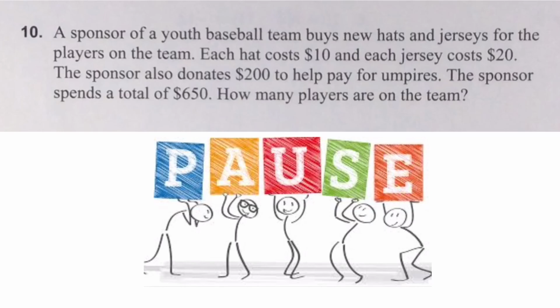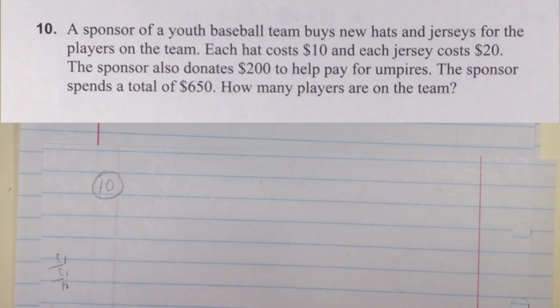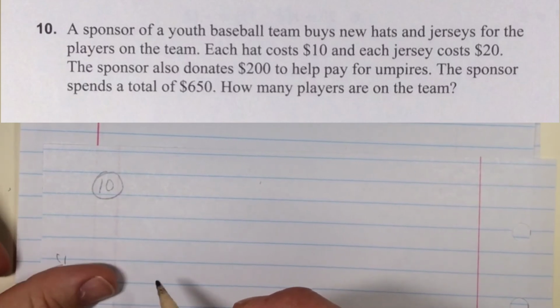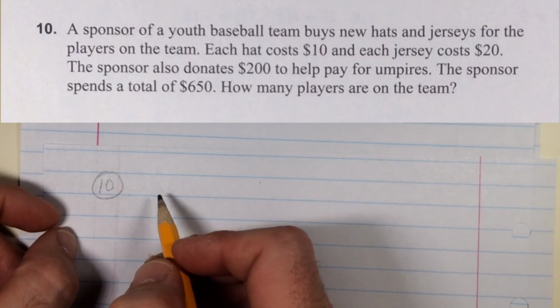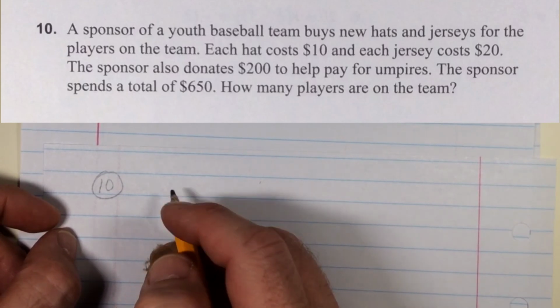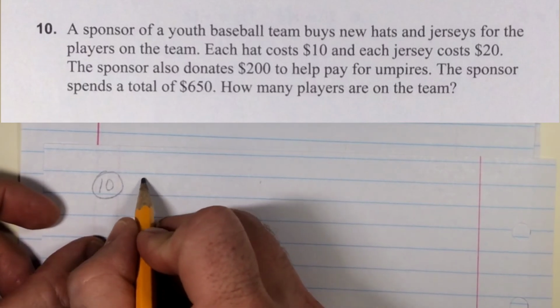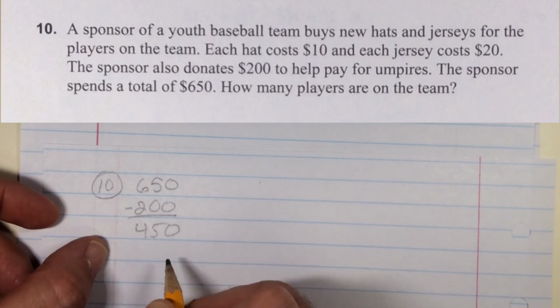For that last problem, a sponsor of a youth baseball team buys new hats and jerseys for the players on the team. Each hat costs $10 and each jersey costs $20. So that's $30 per player. The sponsor also donates $200 to help pay for the umpires. The sponsor spends a total of $650. So $650 minus the $200 for the umps leaves us with $450.